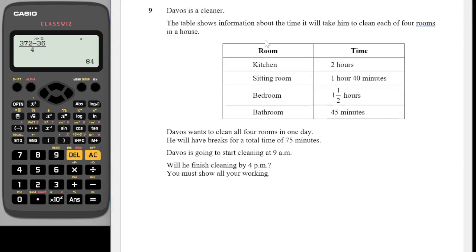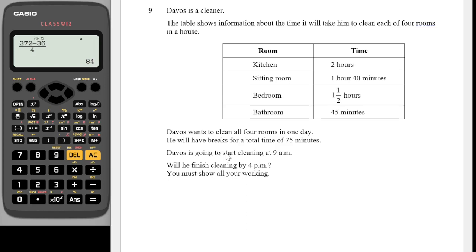Okay, question 9. Davos is a cleaner. The table shows information about the time it takes him to clean each of 4 rooms in a house. Davos wants to clean all 4 rooms in one day. He will have a break for 75 minutes. Davos is going to start cleaning at 9 AM. Will he finish cleaning by 4 PM?